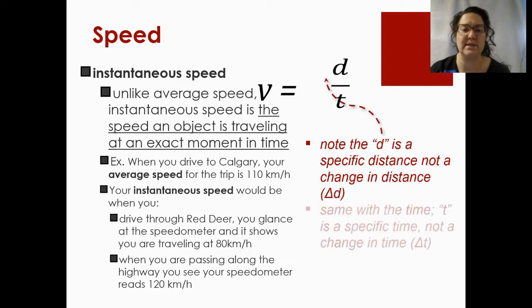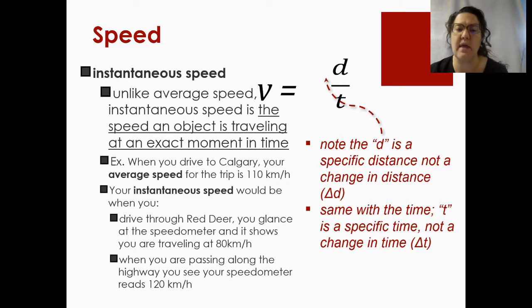So we can see that the d in distance doesn't have that delta symbol in front of it because we're not talking about a change in distance. And our t also does not have a delta in front of it because we're not talking about a change in time, just a specific time.